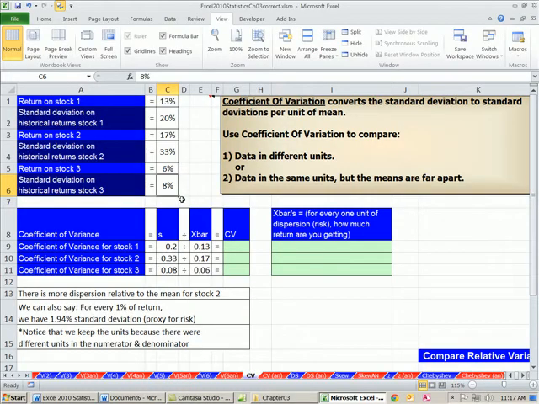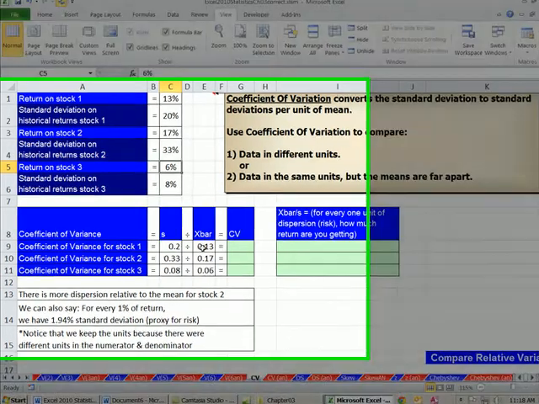Well, we can calculate coefficient of variation. Coefficient of variation converts the standard deviation to standard deviations per unit of mean. Now, we can use coefficient of variation to compare data in different units, which we'll do in just a moment, or data in same units, but means are far apart. So our means are far apart. And we want to know which one relative to each other has the most or least variation.